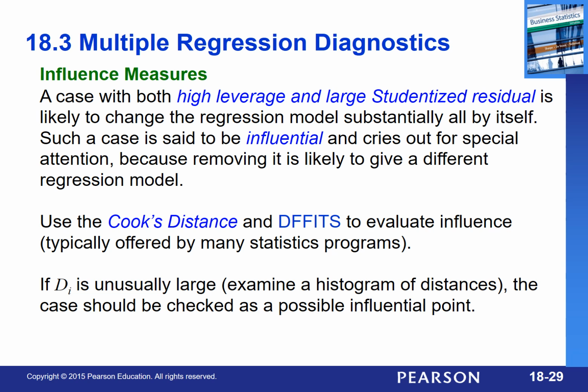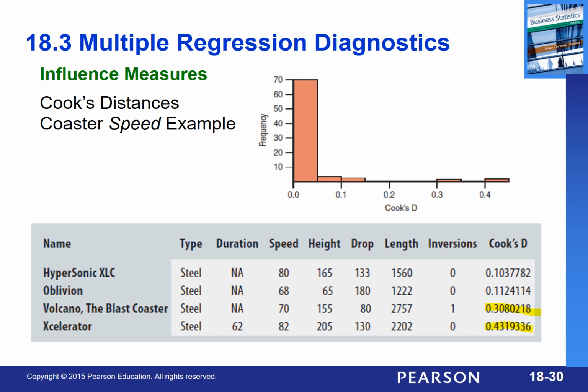So we're checking to see, is it an error or is it just that this value happens to be a little unusual? Okay, so here are some Cook's distances from the speed example of coasters. And I'm hoping that as you look at this, you're like, well, I've got 4 of them up here that are unusually large compared to everybody else. So in particular, the Accelerator and the Volcano Blaster, which I've never heard of either of those, which is kind of fun, are very large. And the Oblivion and Hypersonic are both up here too, which we've already talked about.